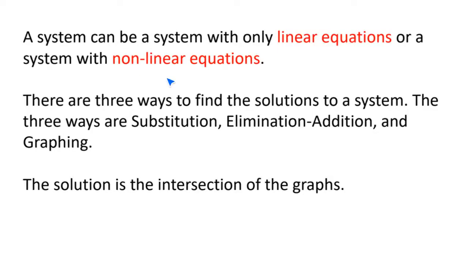So a system can be a linear system, which means that it's made up of just lines, or it could be a non-linear system, which means that there's going to be lines and there's going to be other functions, such as a parabola or a circle or anything else. Okay, well, a circle is not a function, but it could also appear in the system. And then there's different ways of solving a system. You can use substitution, elimination / addition, or graphing. And the solution that we're going to be interested in is going to be where the graphs intersect.